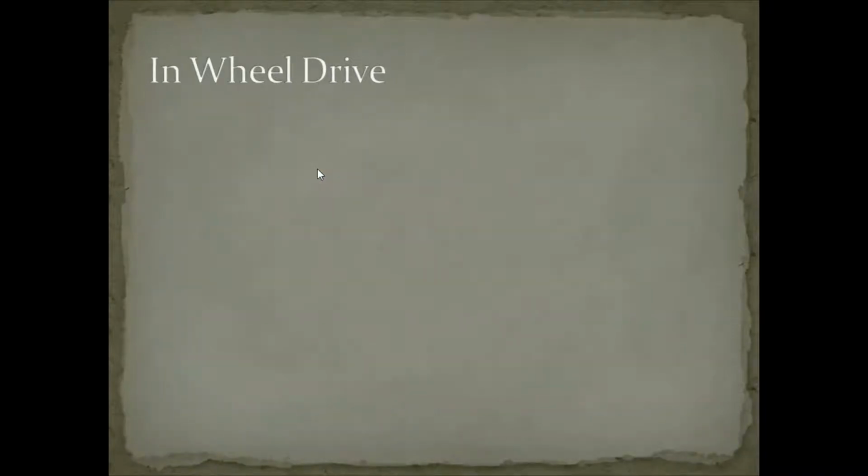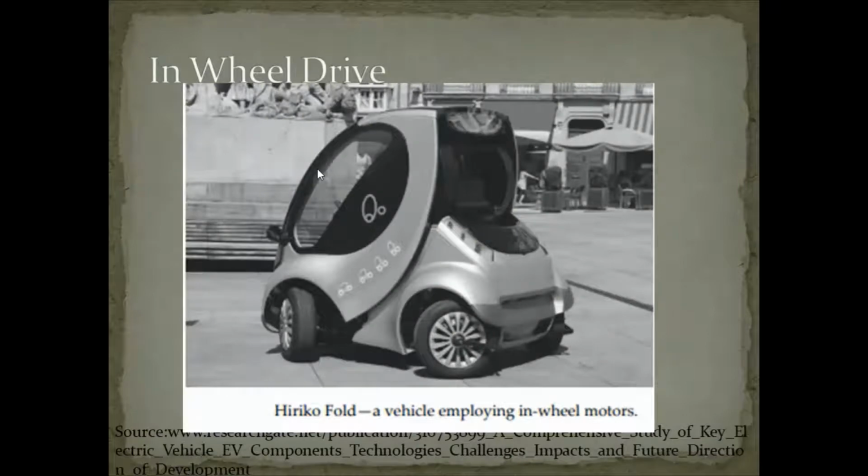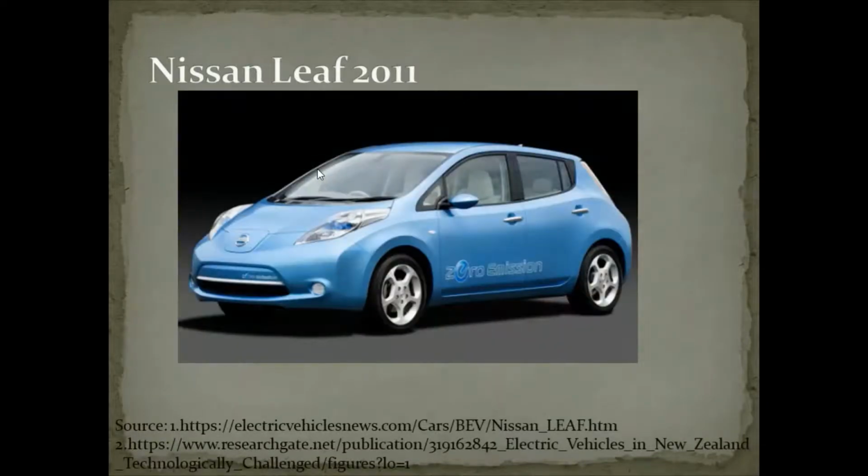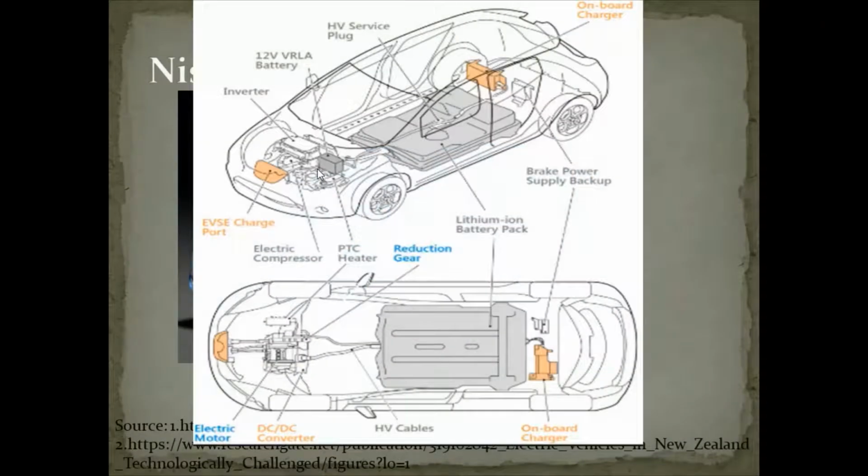In-wheel drive. We have looked at it earlier. It reduces the weight of the drivetrain by removing the central motor related transmission. Hiriko Fold is one such example of in-wheel drive. We will take the example of the Nissan Leaf and try to look at its components for drive.